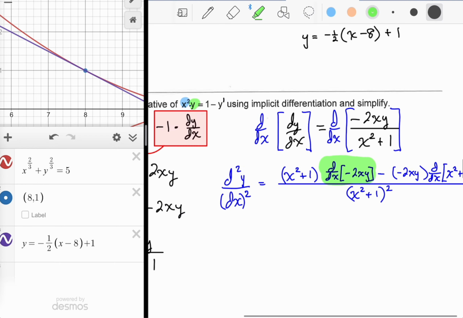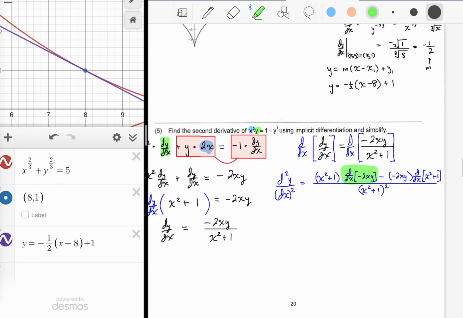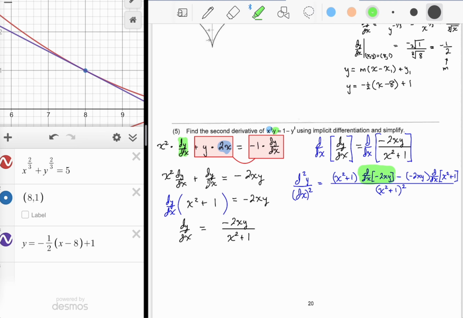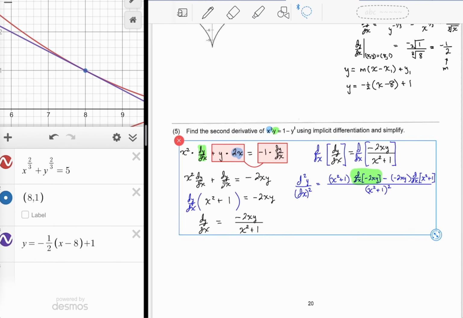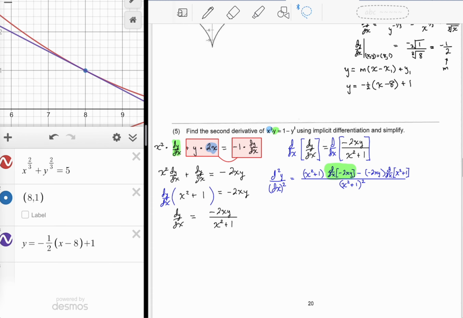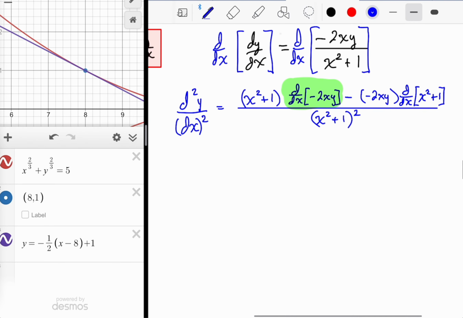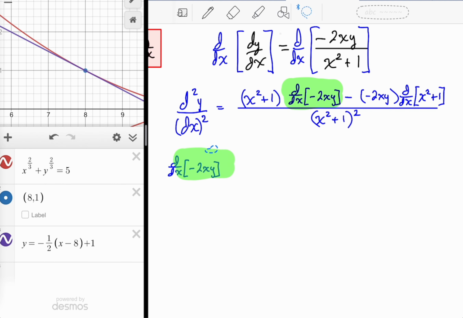It gets messy, and I find myself having to shrink it down pretty frequently, but it is what it is. So just off on the side here, I'm going to take my d dx of negative 2xy. I'm going to look at that as a product of two factors, one of which is the negative 2x, and the other is the y.